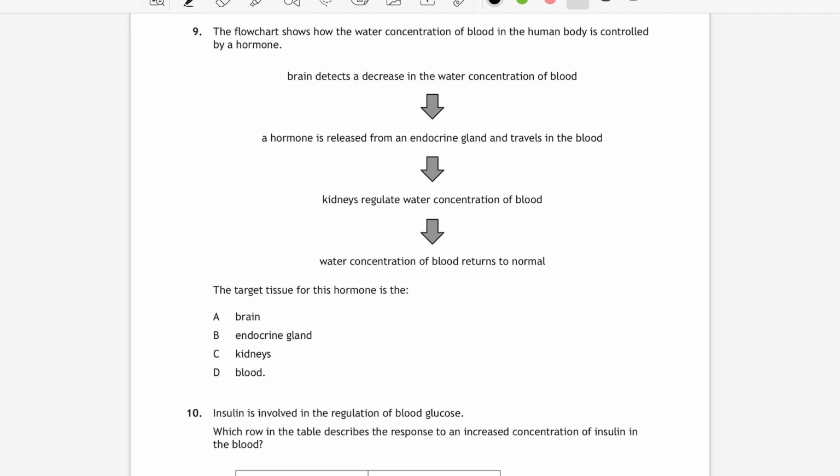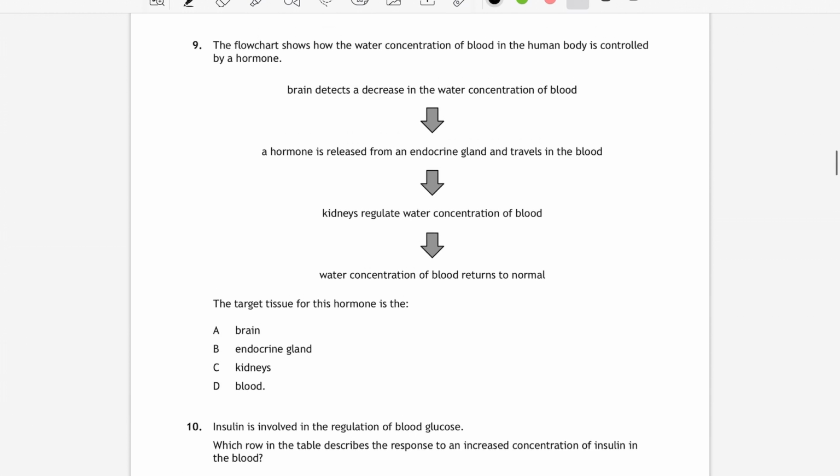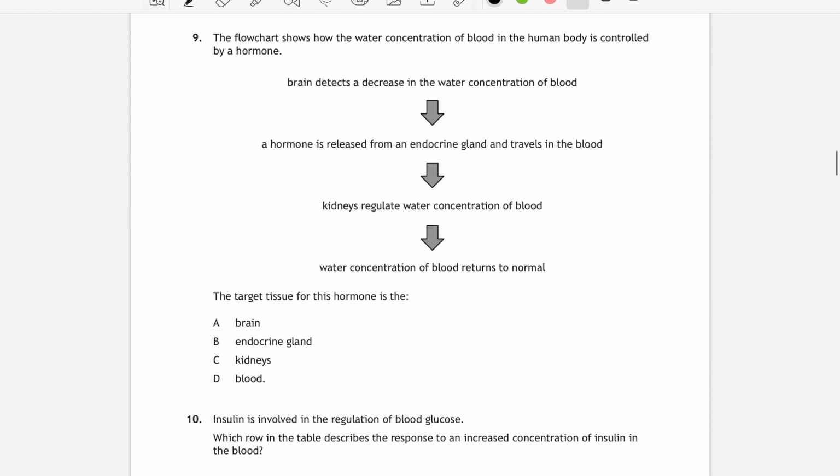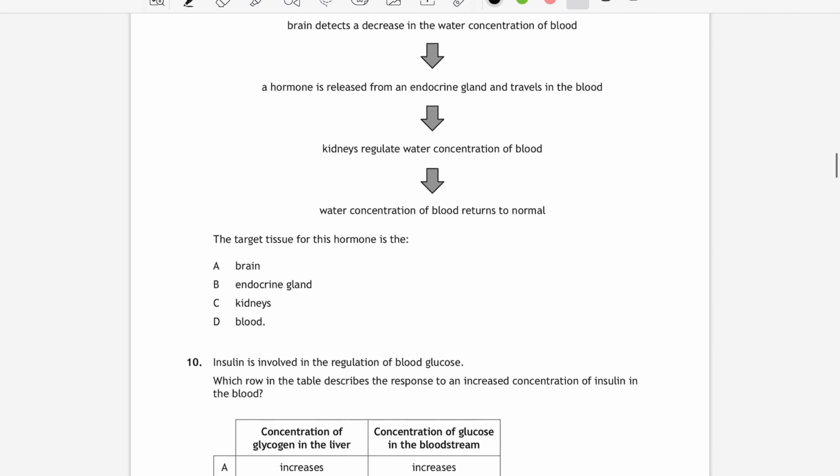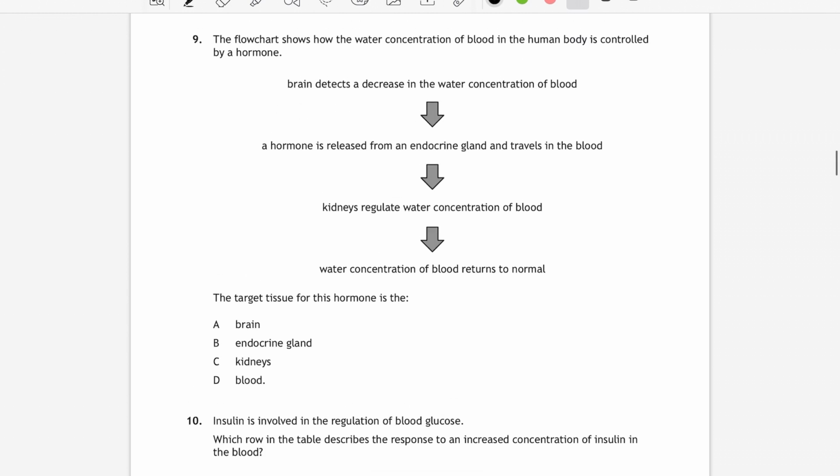Number 9, the flow chart shows how the water concentration of blood in the human body is controlled by a hormone. So we've got a description here of what's going on. The brain detects a decrease in the water concentration of blood. A hormone is released from an endocrine gland and travels in the blood. Kidneys regulate water concentration of blood, and water concentration of blood returns to normal. A target tissue for this hormone is the something. So we've got A, B, C, or D. Again, pause the video, have a go.